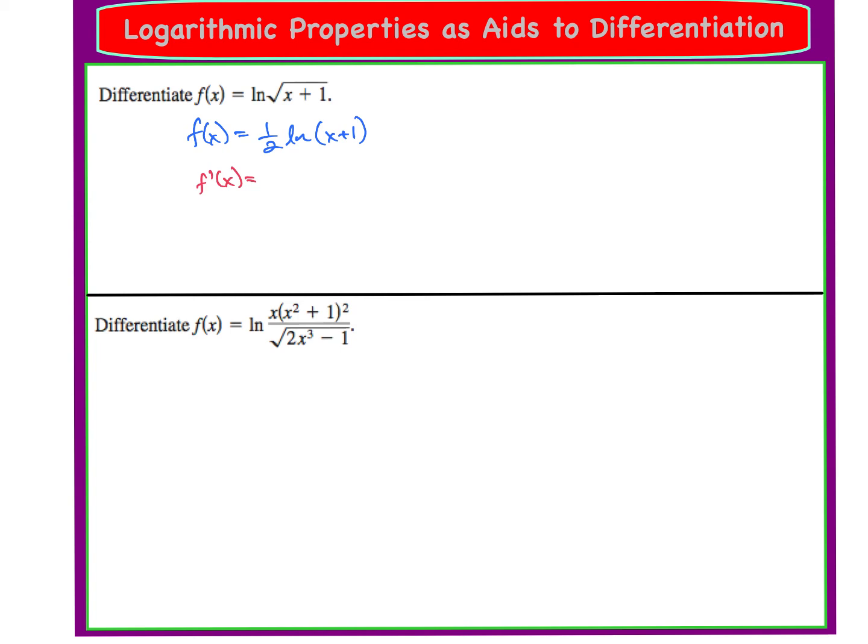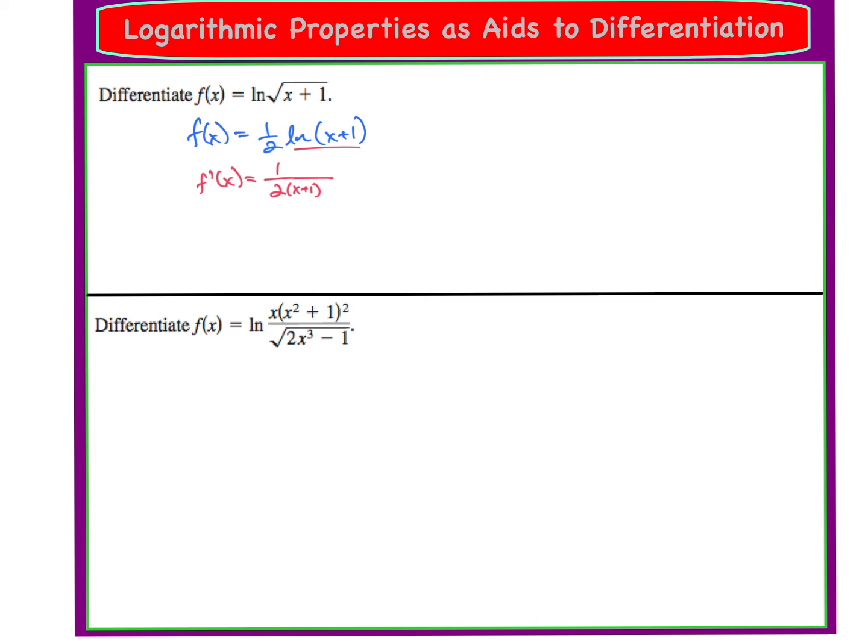So I have this 1/2 chilling out front. And then what's the derivative of natural log of x plus 1? What do I do with it? I put it at the bottom. So now I have the quantity x plus 1 down there. And then what pops out by the chain rule? Just a 1. So do I need to worry about it? No. So there's my derivative. Pretty simple if I actually use pre-calc or algebra 2 on it. All right, let's look at this next one.